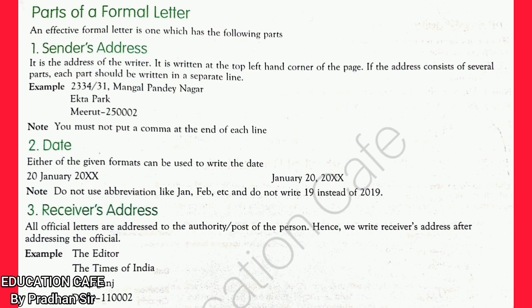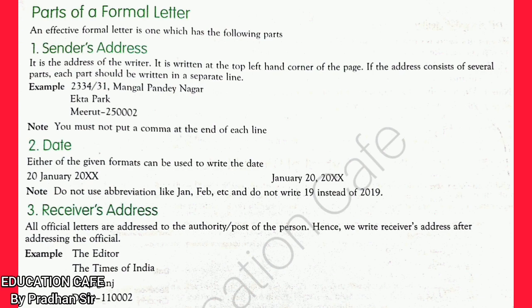Next important point is to mention the date on which the letter is written. Either in this given format or the other format, you can write. Here I have given 23 December 2020 or December 23, 2023. That is also correct. And do not use abbreviations like Jan, Feb, etc. Or don't write 19 instead of 2019. These are very important things you need to take care of.